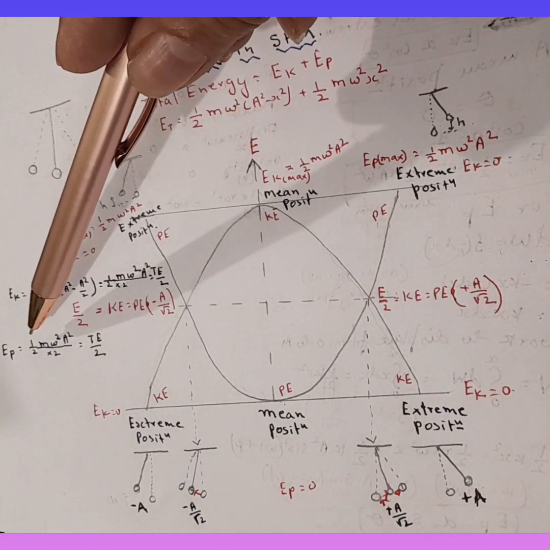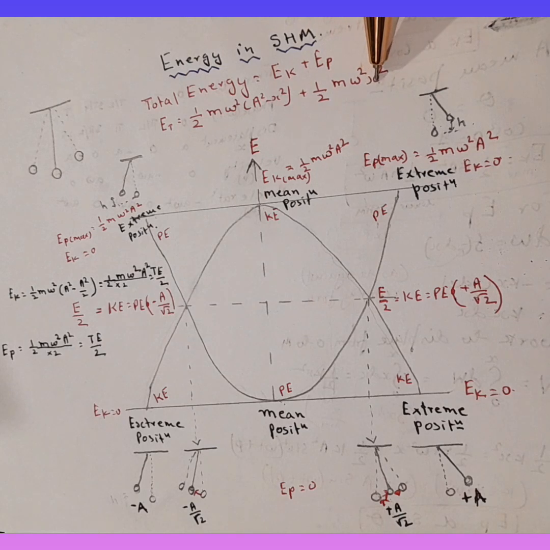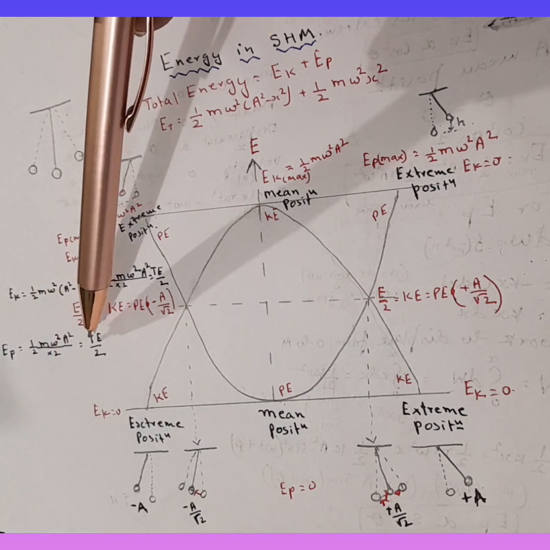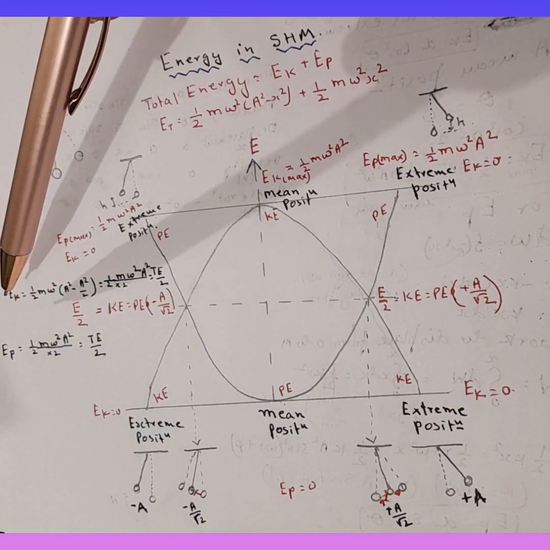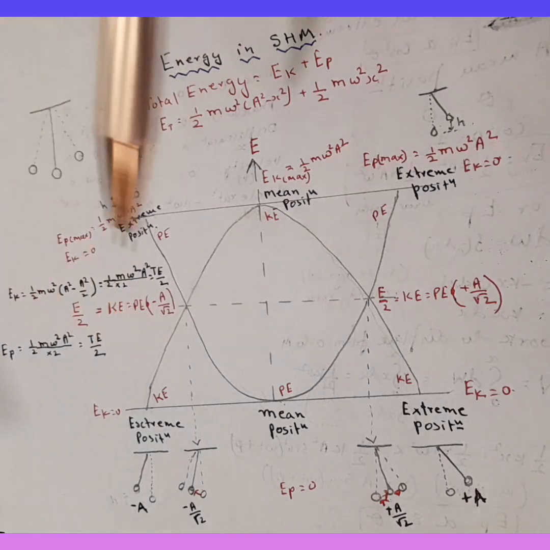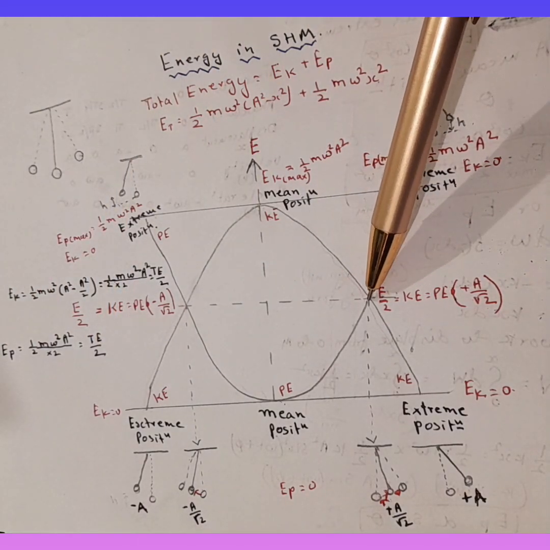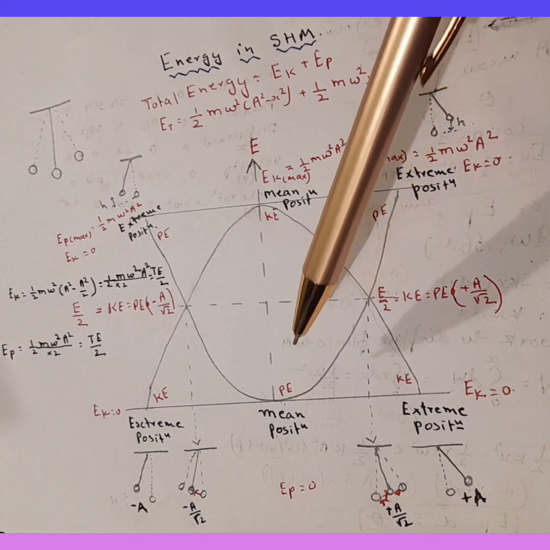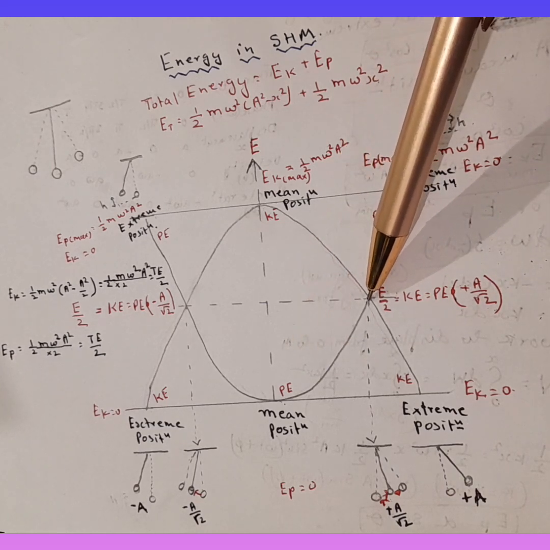Now similarly for potential energy, in this formula we substitute a by root 2. It would be a square, and the root 2 in the denominator gets to the format of 2. On substituting a by root 2, what we end up with is half m omega square a square by 2. That is total energy by 2. So what do we see? We see that kinetic energy is TE by 2 and potential energy is also TE by 2. So at this point the kinetic energy is equal to the potential energy, each being total energy by 2. So there is 50% kinetic energy and 50% potential energy. Isn't it interesting?